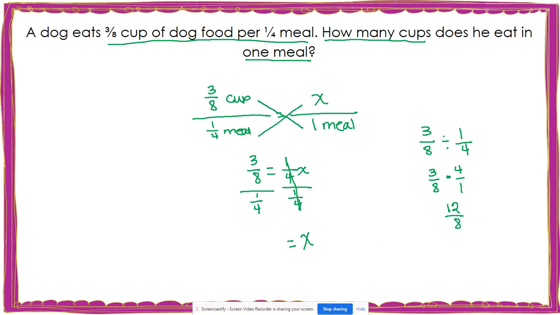Finally, I need to simplify this fraction. I can see that both of these numbers are divisible by 4, so I'm going to divide both of these by 4. 12 divided by 4 gives me 3, and 8 divided by 4 gives me 2. So my answer is 3/2. Or if I wanted to make that into a mixed number, because this is an improper fraction, I can divide 3 by 2, and 2 will go into 3 one time. 1 times 2 is 2, and when I subtract, I'm left with 1. This would mean that this is a whole number of 1, a numerator of 1, and a denominator of 2. So 3/2 is the same as 1 and 1/2. This means that the dog eats 1 1/2 cups of food per meal.